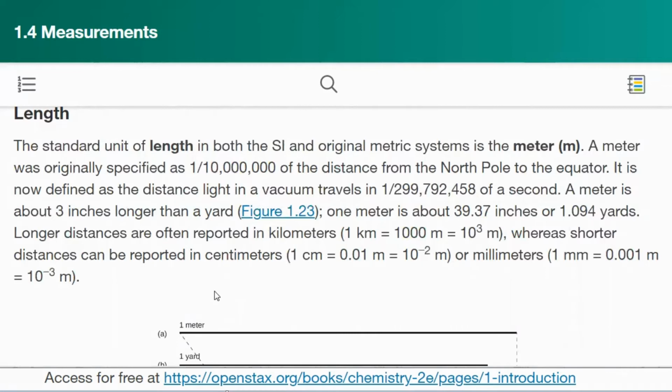Long distances are often reported in kilometers. 1 kilometer equals 1,000 meters, or 10 to the third meters, whereas shorter distances can be reported in centimeters. 1 centimeter equals 0.01 meters, or 10 to the minus 2 meters, or millimeters. 1 millimeter is 0.001 meters, which equals 10 to the minus third meters.